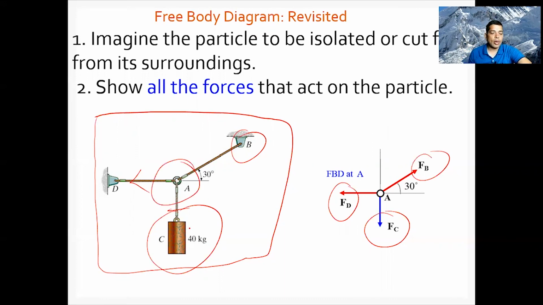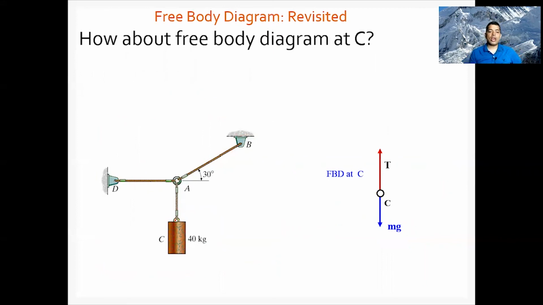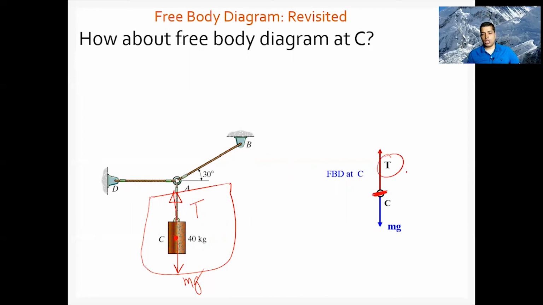Let's do the free body diagram at point C. So how do you do the free body diagram at point C? This is the C point. Now cut this free. That's all. Now you have the free body diagram at C. You cut it, but you have to show all the forces. What are the forces here? One force is acting down, which is gravity, mg. What is the other force? Of course, this is the tension force, right? So this is point C, and you have tension in the upward direction and mg in the downward direction. So you have just two forces here.